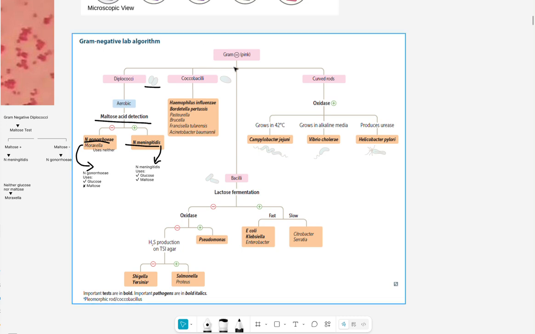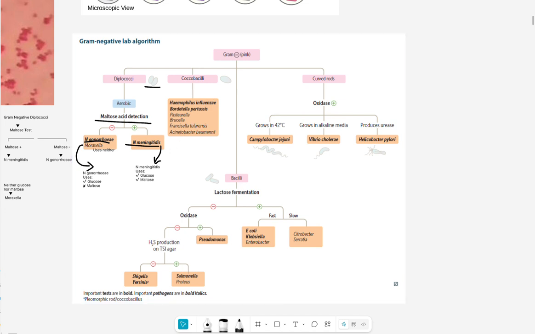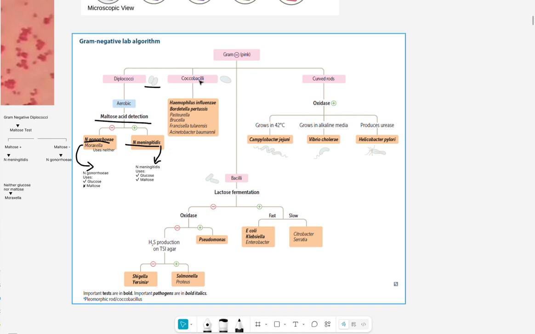Now for the gram-negative organisms, we move on to the coccobacilli. The coccobacillus is an organism whose shape is between a coccus and a bacillus, right? So since it's in the middle, the shape of a coccobacillus is in the middle of a coccus and a bacillus, so we call it coccobacilli. A coccus is basically round and a bacillus is basically a long rod. The coccobacillus is a short, fat rod.